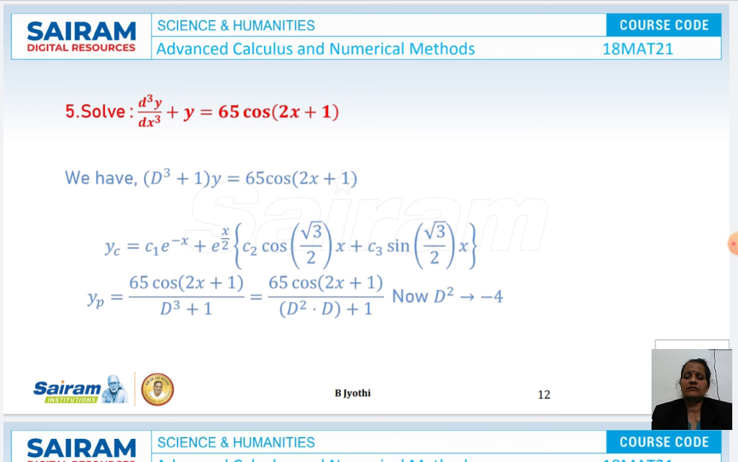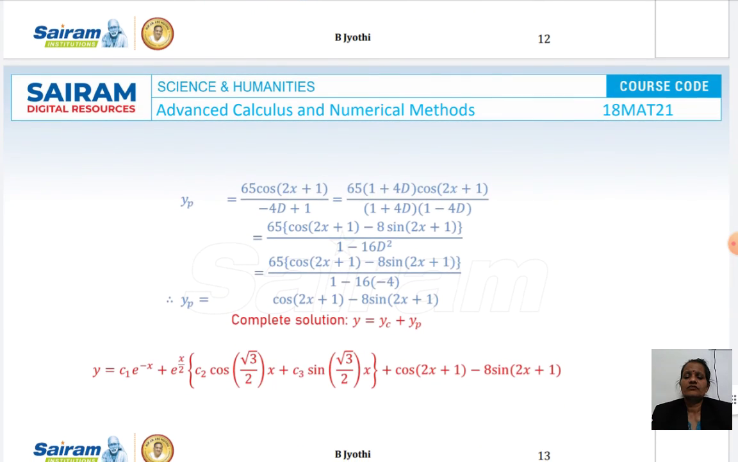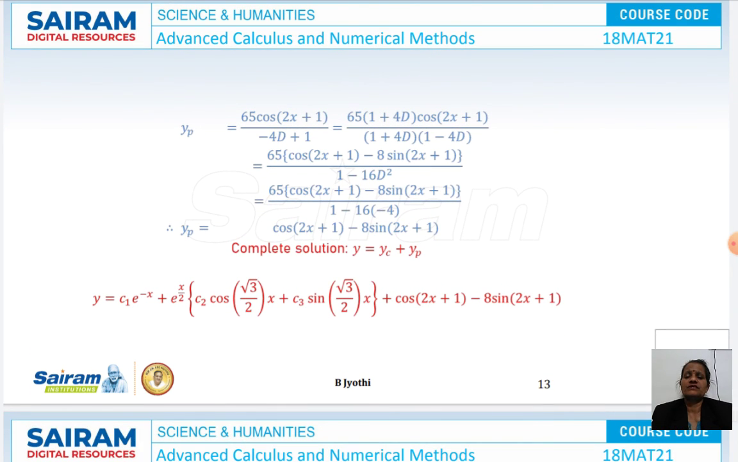And yp is nothing but cos of (2x plus 1) divided by D cube plus 1, where D cube is split as D square and D. And further D square is replaced with minus a square, that is minus 4. Which gives us in the denominator minus 4D plus 1. Again we will multiply the conjugate, that is 1 plus 4D, and divide by 1 plus 4D. Which on simplification gives us cos of (2x plus 1) minus 8 sin of (2x plus 1). And that is the yp part. Now let us add the yc part and the yp part together, which gives us the complete solution.